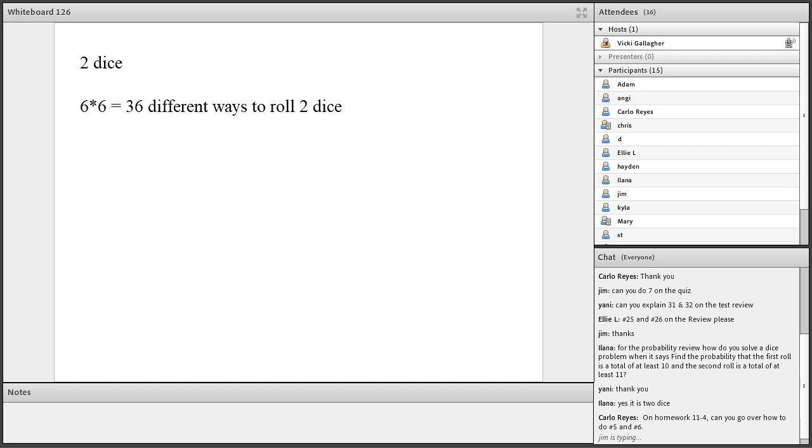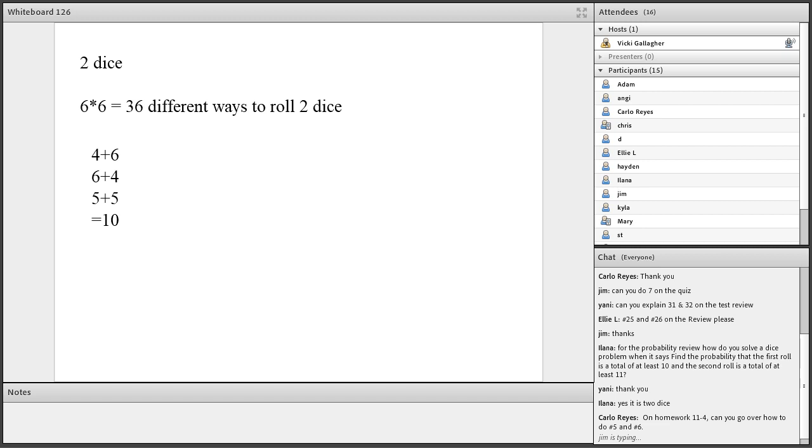And then it says, what is the probability that the first roll is a total of at least 10? So now we need to think of all of the numbers on the dice that can add up to 10, because that'll tell us how many different ways we can get a number that adds up to 10. So for instance, we could have 4 plus 6, that's 10. We could also have 6 plus 4, that would also be 10. We could have 5 plus 5, and that's it. So these are all the different ways that we can add up to 10.